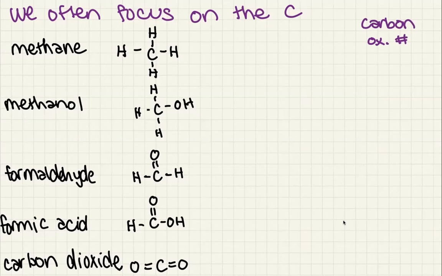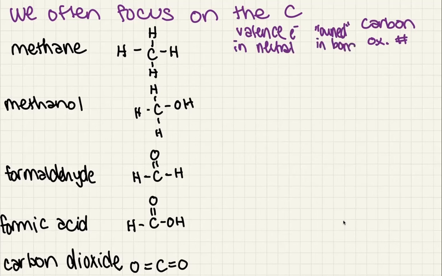So remember that in order to do this, what you're going to need to do is figure out the valence electrons in neutral, and then the owned in bonds if they were to split. And then, this minus that equals that. And if we're talking about carbon in each of these cases, I'll give you a hint: the valence electrons in the neutral form is always going to be 4. Okay, so why don't you go ahead and try this out?